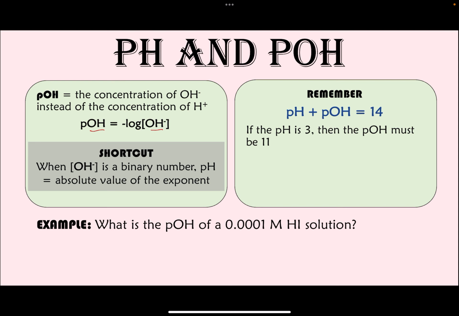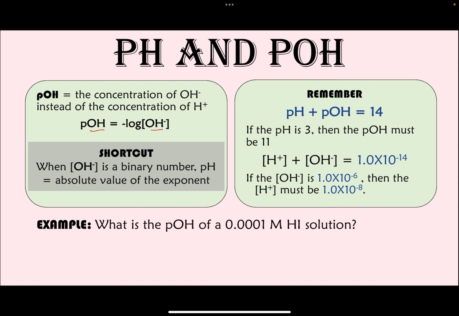So if the pH is 3, then the pOH must be 11. And same thing for your hydrogen and hydroxide ion concentrations. They should multiply to 1 times 10 to the power of negative 14. So if the hydroxide ion concentration is 10 to the power of negative 6, then hydrogen ion must be 10 to the power of negative 8.